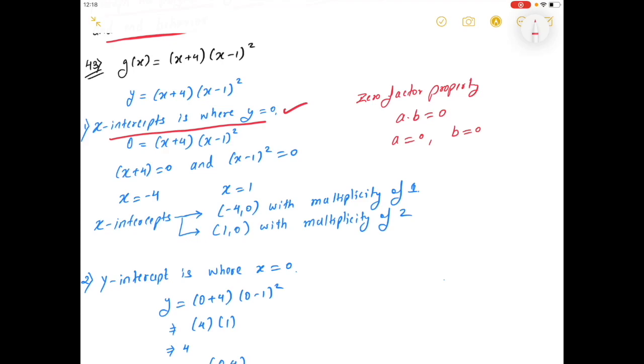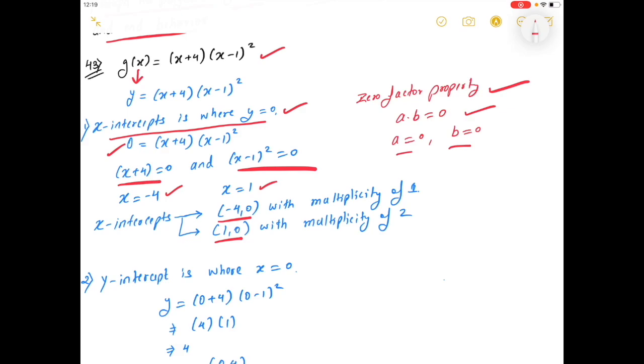So in our equation g(x) equals (x plus 4)(x minus 1) whole square, g(x) is nothing but a function of y. So we have to put y equals 0 in order to find the x-intercept. According to the zero factor property, if two factors multiply to 0, either one of them is equal to 0. So we put both of them equal to 0, and we get that x is negative 4 and x is 1. So (negative 4, 0) and (1, 0) are the x-intercepts.